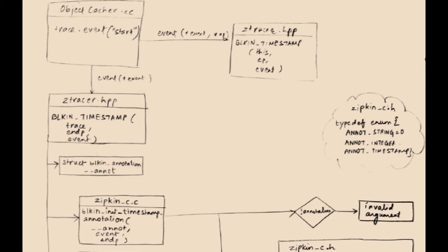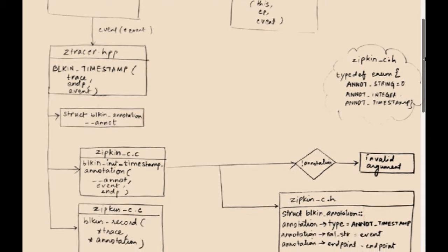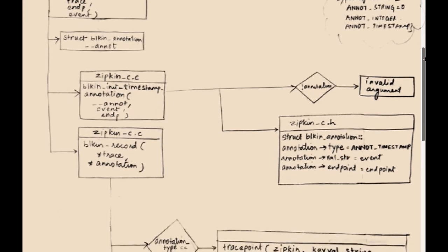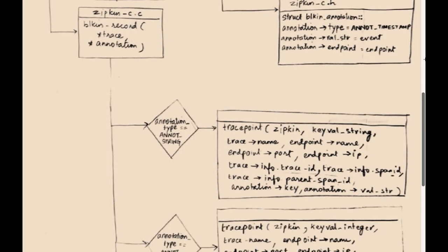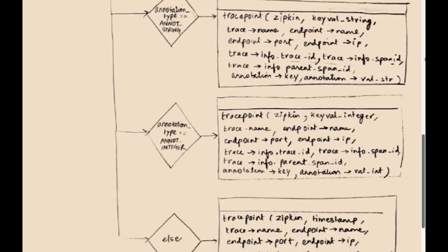As we see here, the trace event function in the object cacher cc file in Ceph calls the Blkin timestamp function in the ztracer namespace in Blkin. It further has dependencies in zipkin cc files, which further call the tracepoint functions present in the LTTng backend.